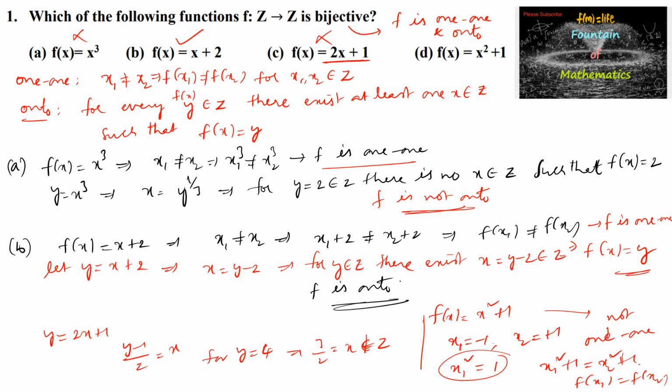For x1 not equal to x2, you are getting f of x1 equal to f of x2, and hence we can say this function is also not bijective. So only option B is correct.